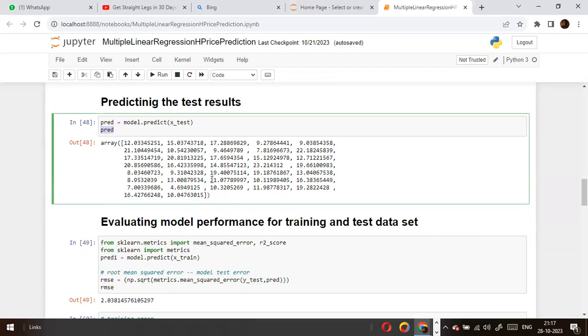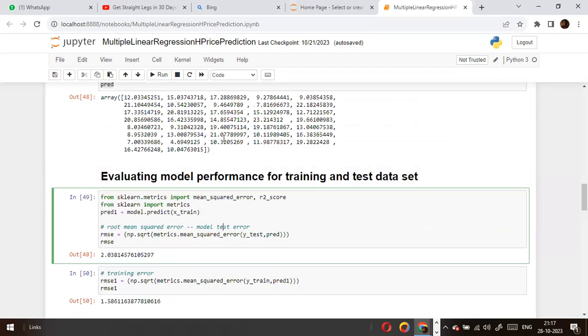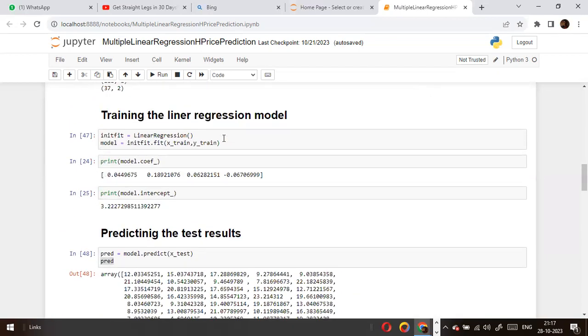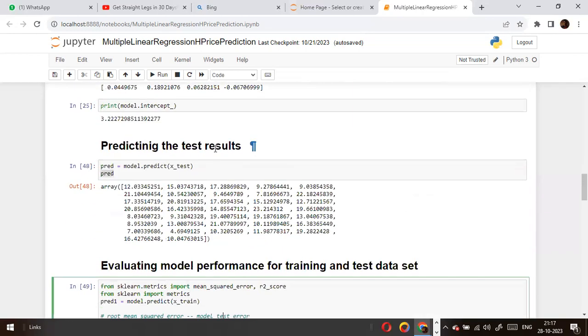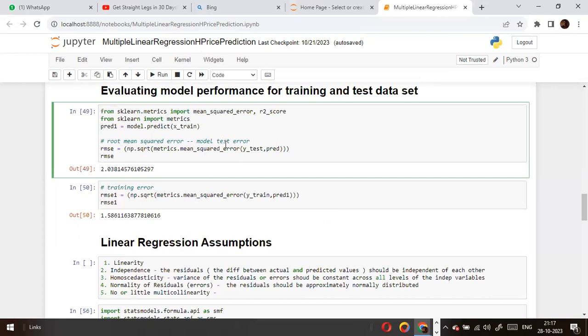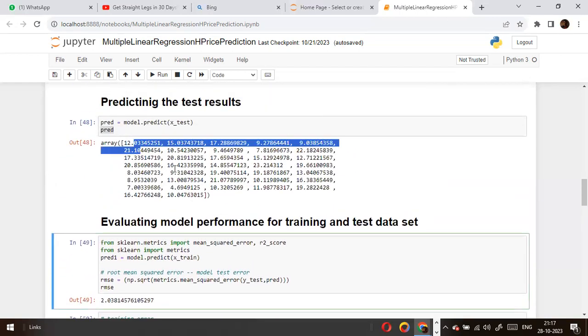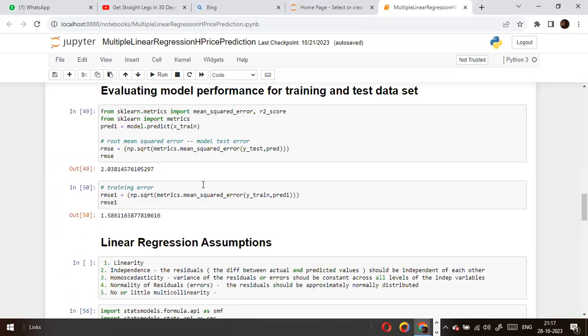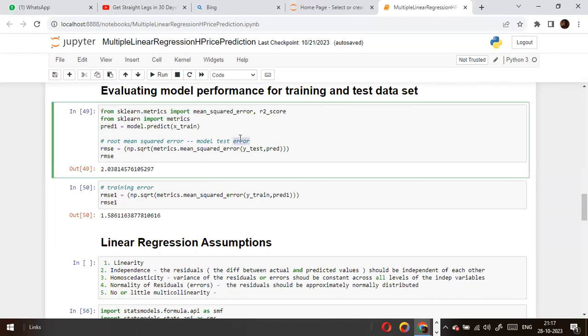Next, I have trained the model and applied the trained model on the unseen data to make a prediction. The next step is how do I make sure that my model's predicted values are accurate? So these are the predicted values. Fine. How accurate are they? How well is my model doing? That is when we have something called root mean squared error.